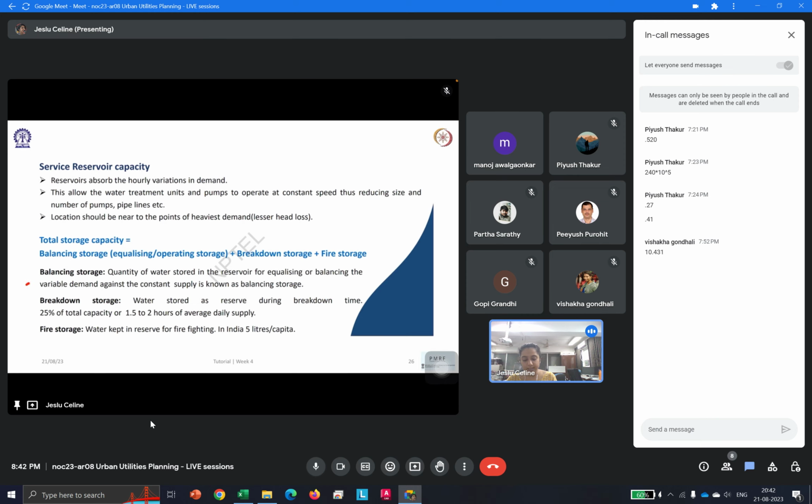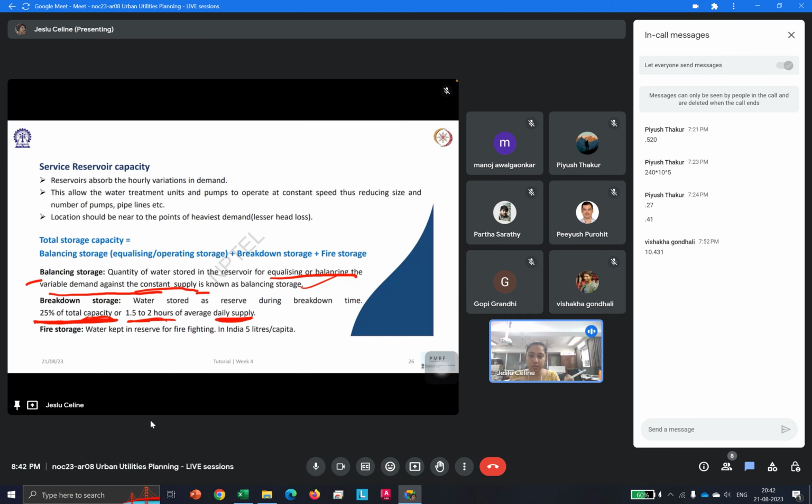So we have the balancing storage, which is for equalizing the variable demand against the constant supply. Now the breakdown storage, as we discussed, takes about 25% of the total capacity. Sorry, before I mentioned 25% of average consumption, but it's 25% of the total capacity for which the reservoir is designed. The other option is to take about 1 to 2 hours of the daily average supply.